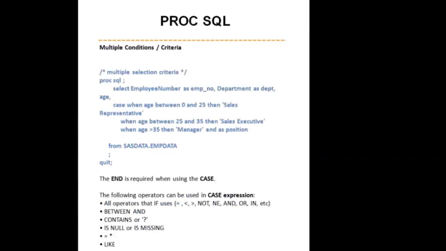Now the next topic that we have: how do we write multiple conditions? For example, let's say you are being asked that based on the age of an employee, you have to create a variable called position. You have been given a certain banding for that. For example, 0 to 25, you want to create a position as sales representative. If the age is between 25 to 35, then you want to create a banding called sales executive. And if it is greater than 35, then you want to create a position for them as a manager. So those things you can do.